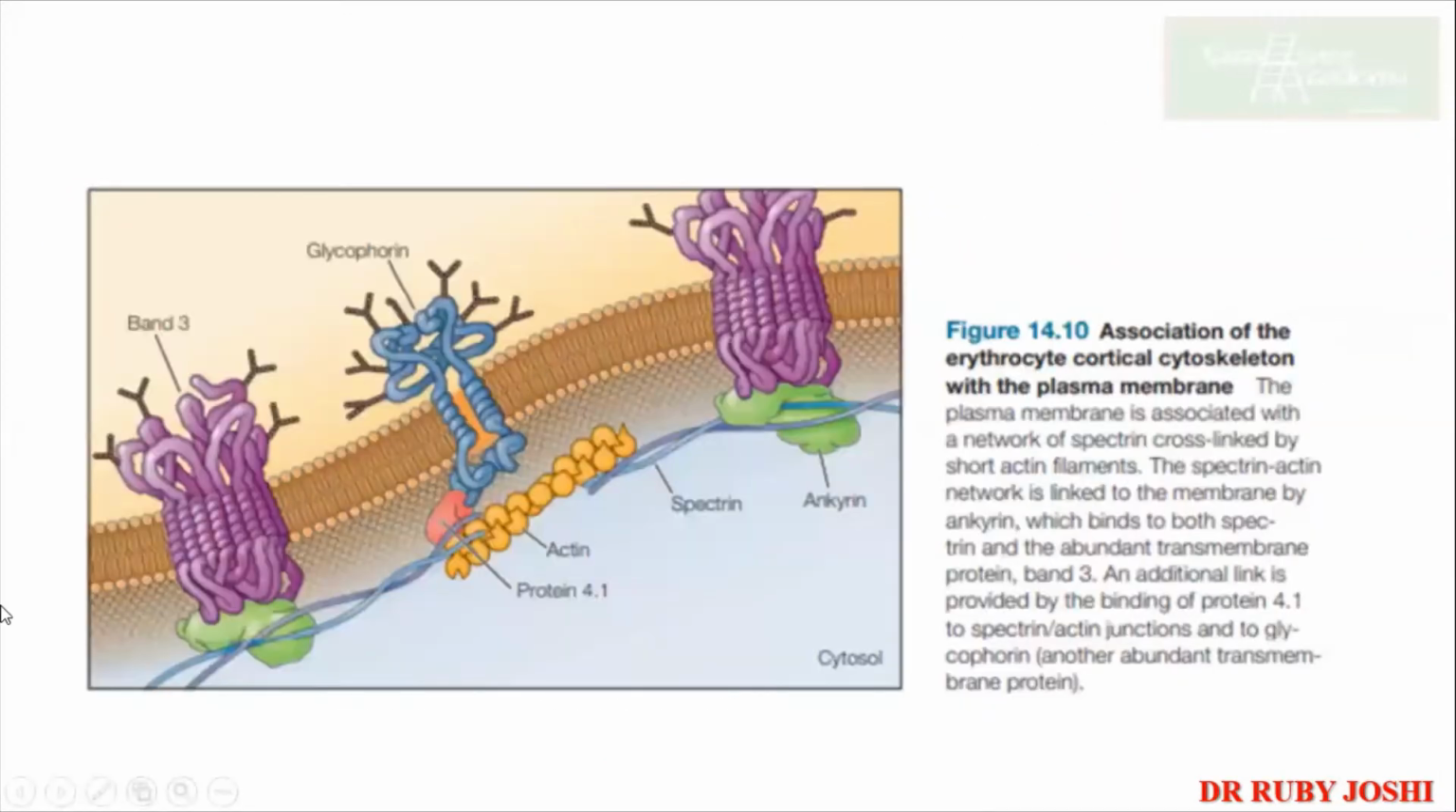Okay, so here it is. You can see your band 3 is present, right? You have got the glycophorin. This is your actin filaments, just now what we saw. Now see, actin is associated with the spectrin, right? And spectrin is associated with your band 3. All this with the help of the ankyrin. Now actin along with the glycophorin is associated with the help of the protein 4.1.